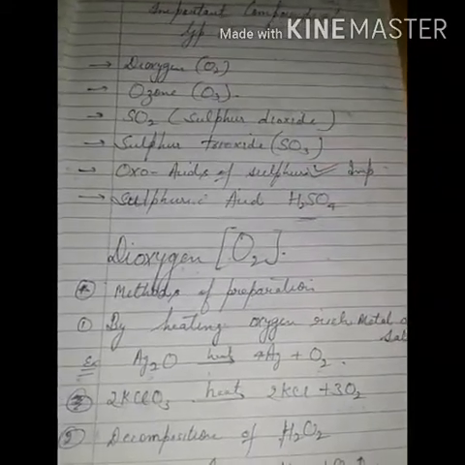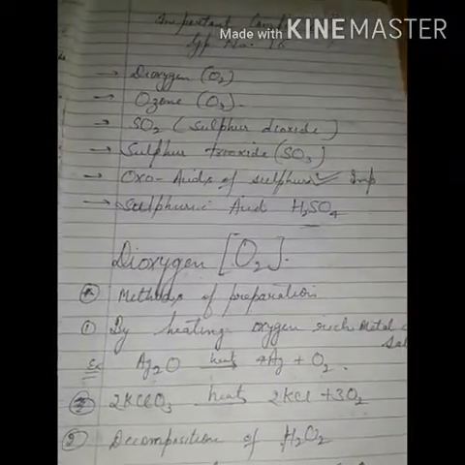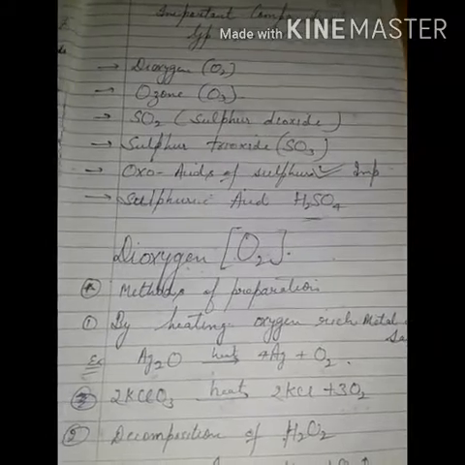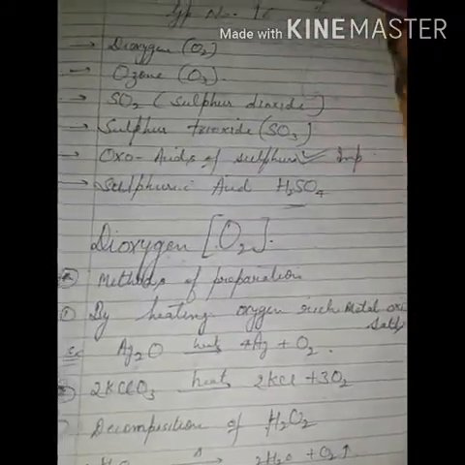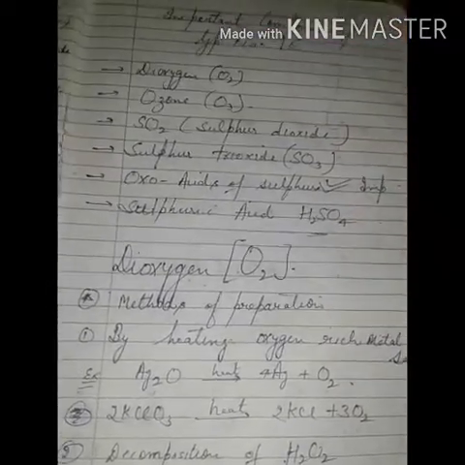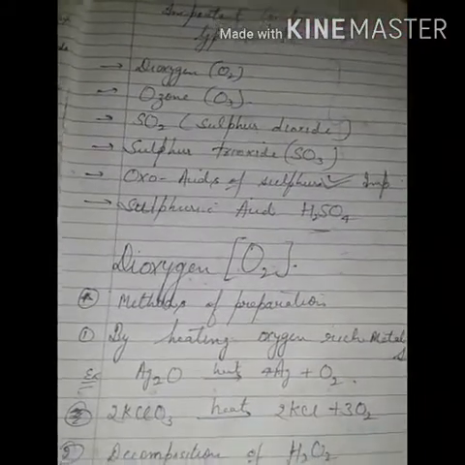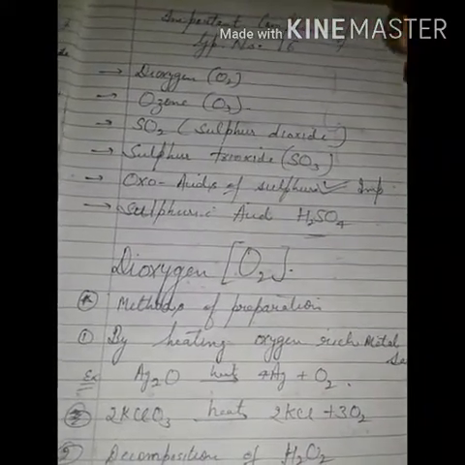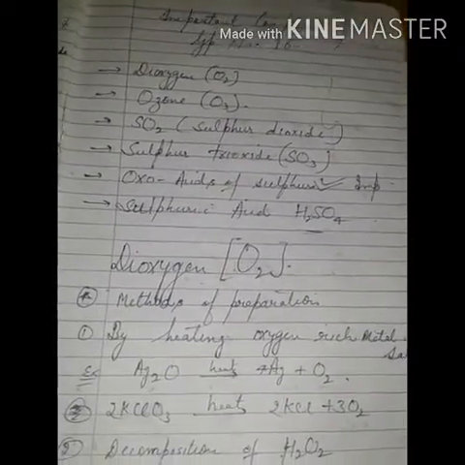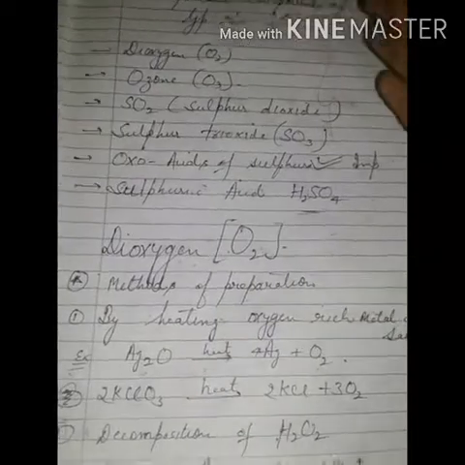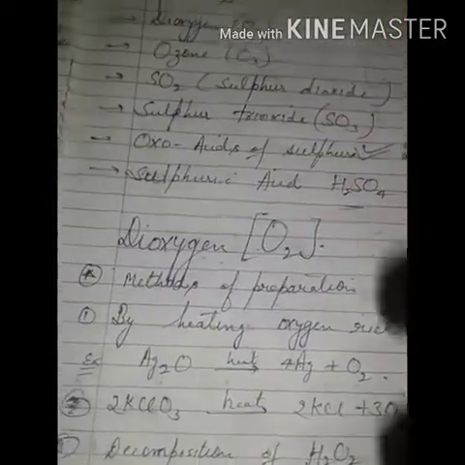So the very first topic is dioxygen. As the name suggests, it is dioxygen. The molecular formula will be O2. In all these topics of important compounds of group number 16, there are certain topics which will be included in all of them. These topics will be their method of preparation and their physical and chemical properties. This we are going to deal with in all these compounds. So see, now we are starting with dioxygen.